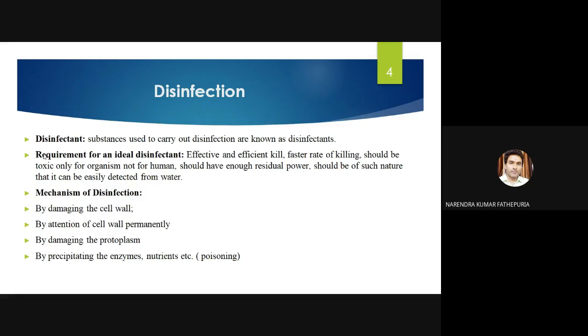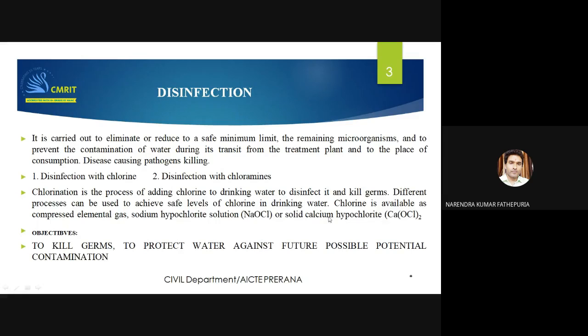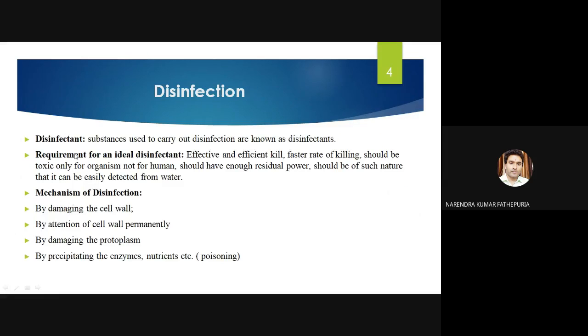I'll go into details one by one. Alum is a coagulant, not a disinfectant. Here we are using chloramines, calcium hypochlorite, and a sodium hypochlorite solution as a disinfectant. The substance used to carry out disinfection is called a disinfectant.